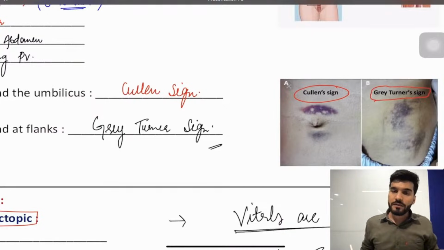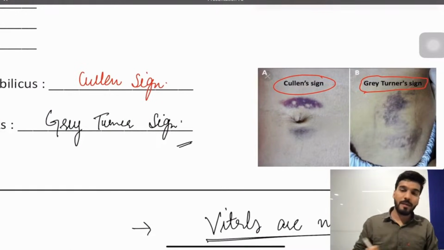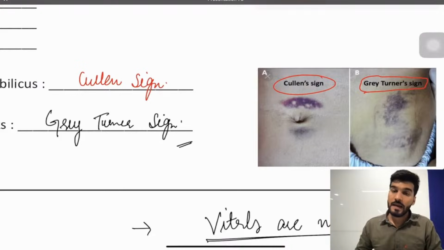But in acute pancreatitis, we have other signs as well, like bruising around the inguinal region and bruising around the scrotal region, like the Bryant sign and the Fox sign. These are the other signs seen in pancreatitis. So in ectopic pregnancy, there is a hemorrhagic discoloration of the skin around the umbilical area and around the flanks, called Cullen sign and Gray-Turner sign.